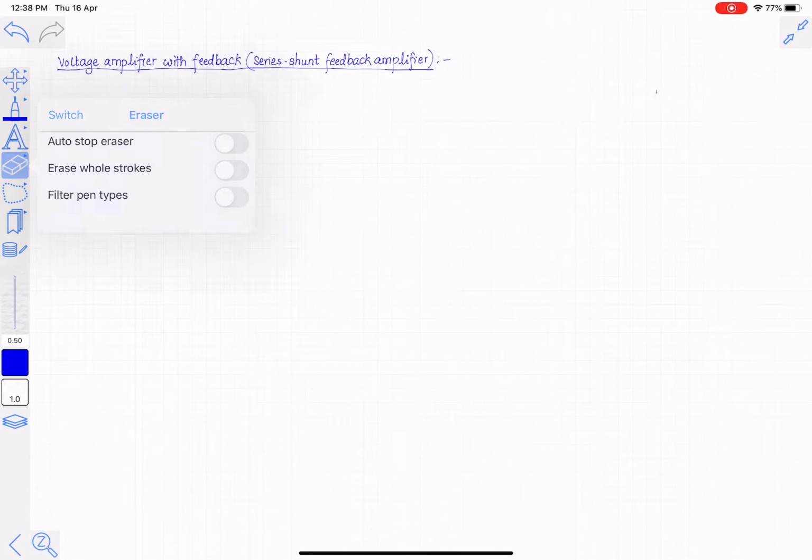In the last session, we have seen four types of amplifier, namely voltage amplifier, current amplifier, transconductance amplifier, and transimpedance amplifier or transresistance amplifier. In this session, we are going to study the complete analysis of voltage amplifier with feedback.